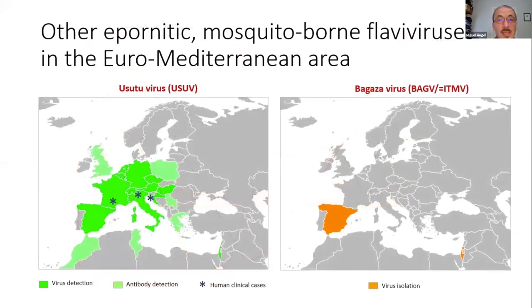A reminder that in our area, in the Mediterranean and European territories, there are other enzootic mosquito-borne flaviviruses that are circulating together with West Nile virus, and sharing with West Nile virus the same cycle, the same or similar vectors and similar birds as reservoir hosts. So they can interfere in surveillance of West Nile virus. That's why I wish to remind you of the existence of these flaviviruses.